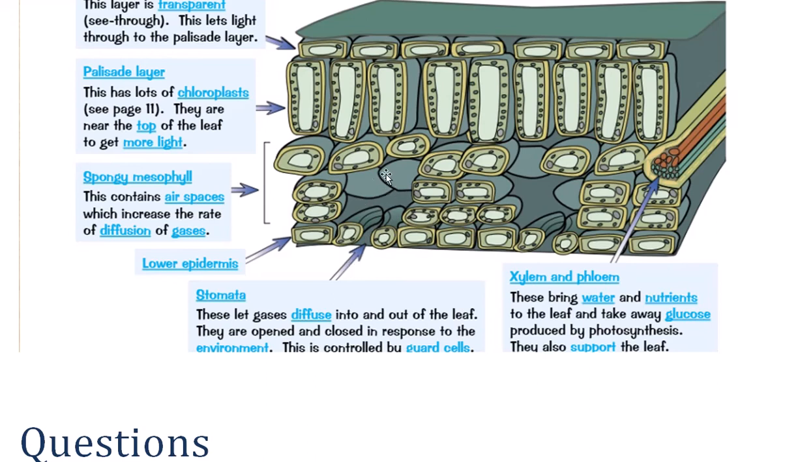So this is like not a solid material. It's spongy with lots of spaces inside. And what those spaces are for is to let the gases come in through the stoma and drift up to this area where they can get to these cells. And these are the palisade cells. So something like carbon dioxide is trying to get to these cells up here. So the question was, which tissue has got the air spaces? It is spongy mesophyll. Okay, next question.